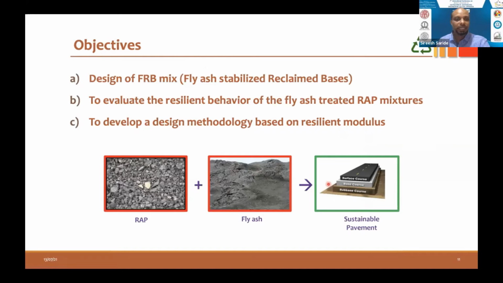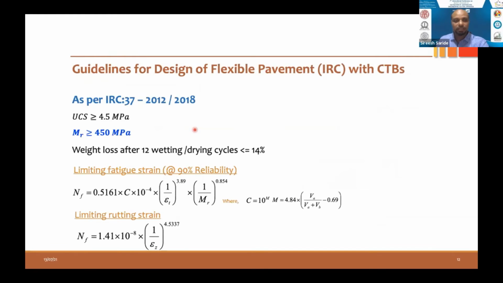With that little background, this is the summary of the objectives that I have created. The main objective is to prepare a design mix for fly ash stabilized reclaimed bases, in short called FRB mixes, then to evaluate the resilient behavior of these materials, and then go with the design methodology. To design them, the Indian Roads Congress has given a specific guideline in 2018, IRC 37, for cement treated bases. It is not for fly ash treated bases, but there is a mention of cement treated natural aggregates.